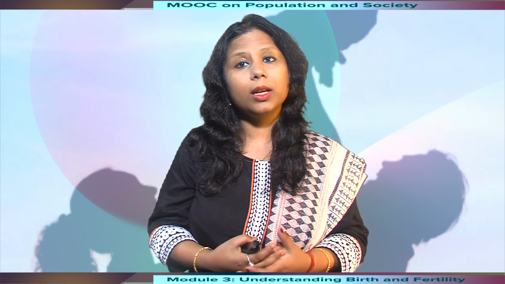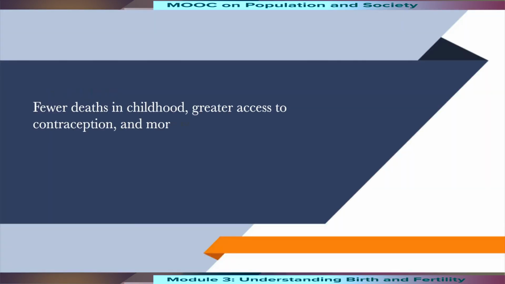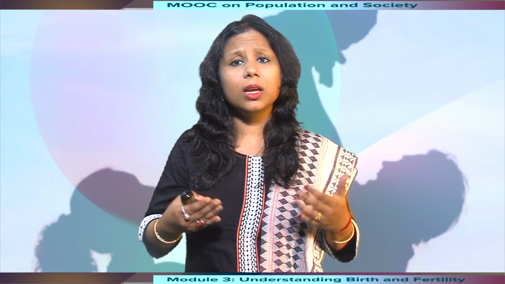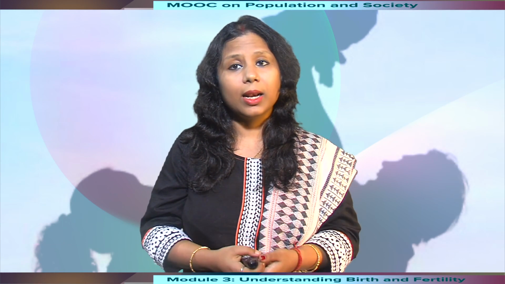The main factors attributed to this decline in the global fertility rates are fewer deaths in childhood, greater access to contraception, and more women getting an education and seeking to establish careers before having a family. So these three main factors have resulted in a global decline in fertility.